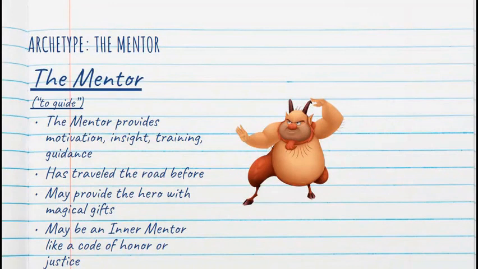The next type is the mentor. The mentor is the guide. Their job is to guide. And the mentor provides motivation, insight, training, and guidance. Oftentimes they've traveled this road before or a similar path. And so that might provide the hero with insight into what's ahead. And the mentor can also provide the hero with magical gifts. Sometimes this is a physical character, but sometimes it might be more of an abstract thing, like a code of honor or a moral compass that's guiding the character, that's mentoring them and pushing them through their journey.